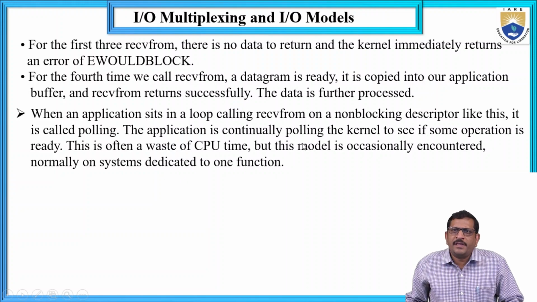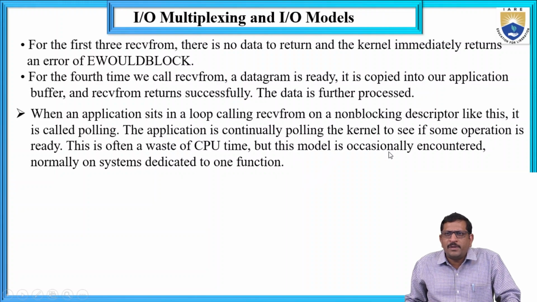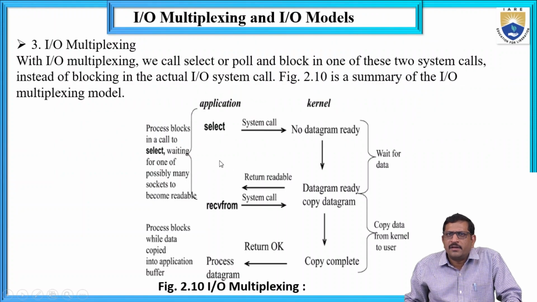Here the application is continuously polling the kernel to see if some operation is ready at the kernel side. This is often a waste of CPU time, but this model is occasionally encountered on systems. The next model is IO multiplexing.